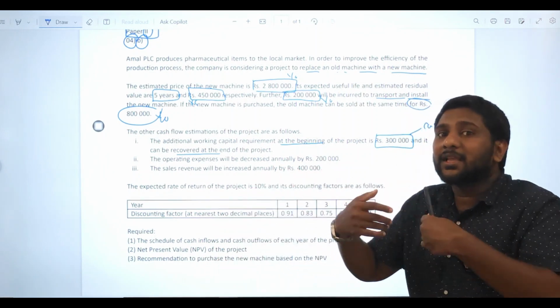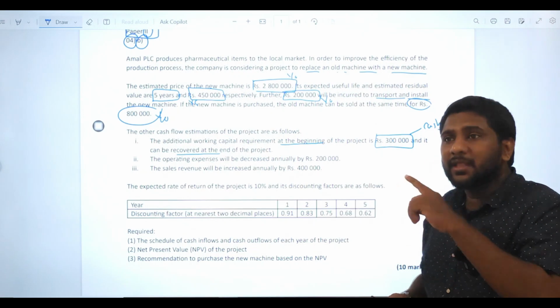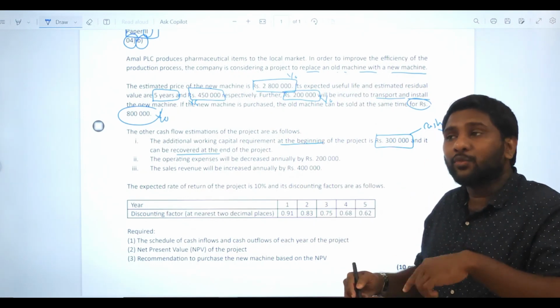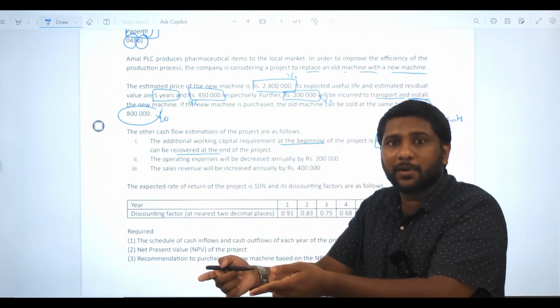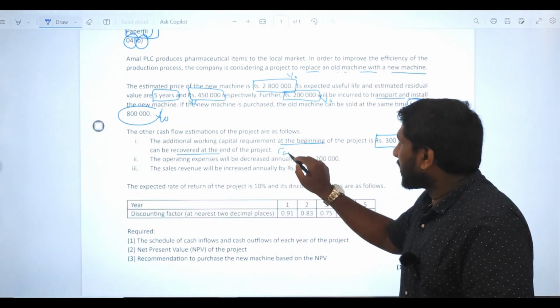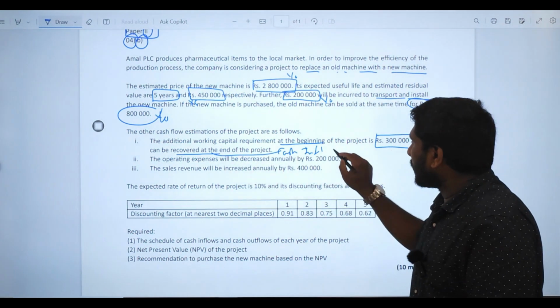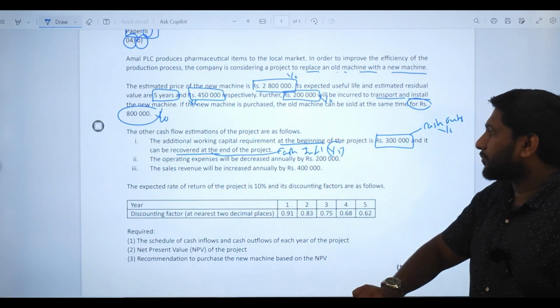300,000. I can recover that 300,000. Then what you have to understand, my project will be there for 5 years. After 5 years, whatever the money that I gave for the working capital purpose, I can get it. That means there is going to be a cash inflow. There is going to be a cash inflow in year 5.